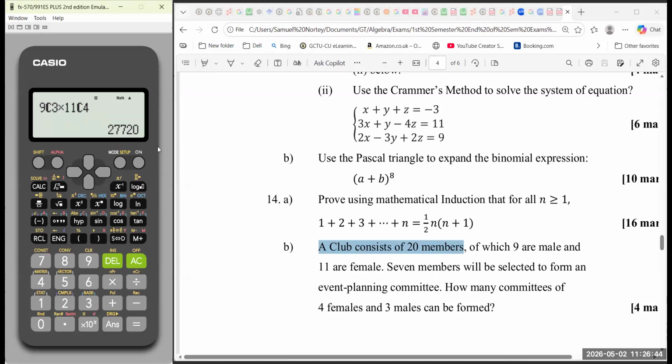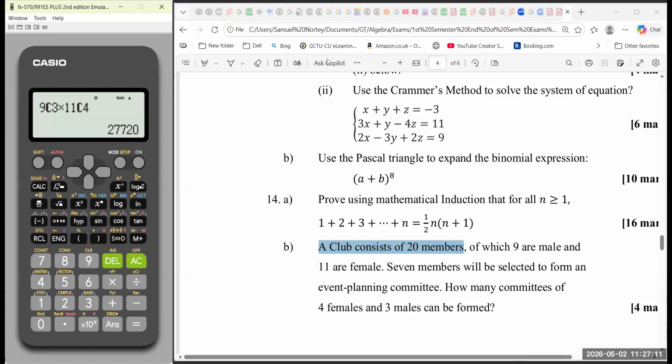So do we write something like 9C3 times 11C4 on the paper? Yes, exactly, like I showed you in the slide. You must write 9C3 times 11C4, that's 9 combination 3 and 11 combination 4, to show that you are choosing 3 from 9 and 4 from 11. That will give you the 20 people, and you are choosing 7.